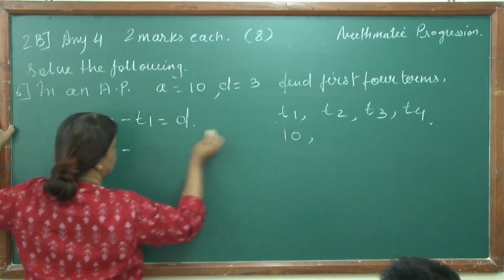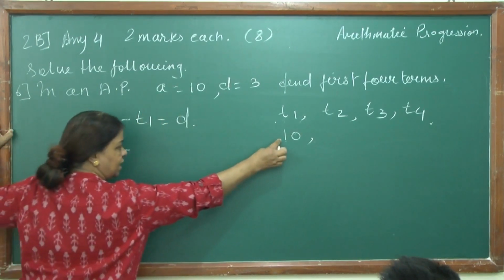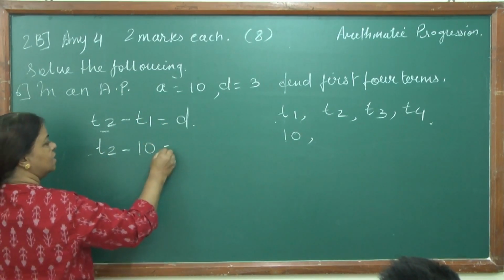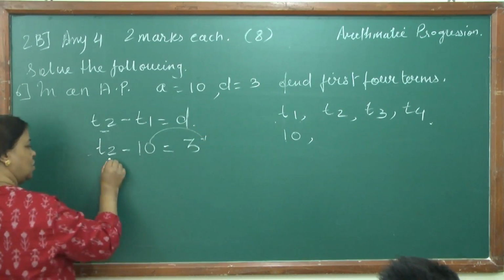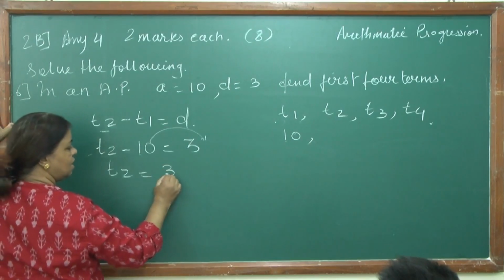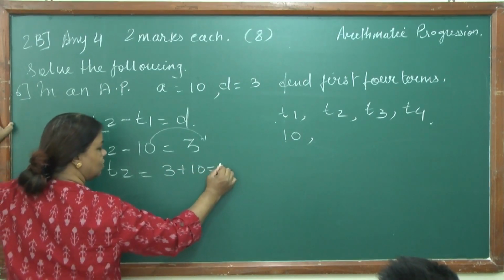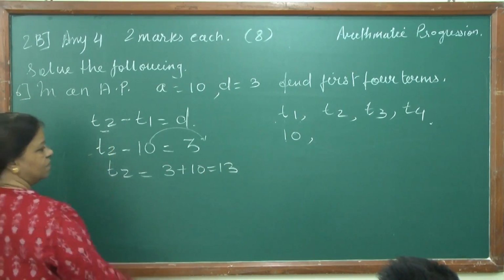What is T1? 10. A is nothing but T1. So T2 minus 10 is equal to D. D is how much? 3. Minus 10 will come here. So T2 is equal to 3 plus 10, that is equal to 13. So second term is 13.